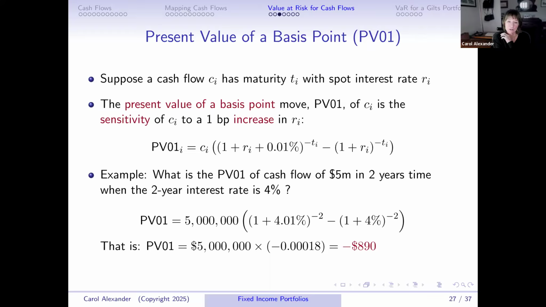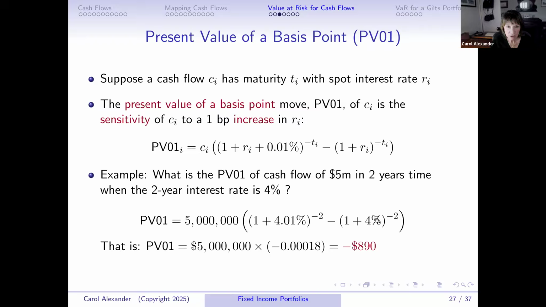For example, what's the present value of a basis point for a cash flow of $5 million in 2 years' time when the 2-year interest rate is 4%? And so we take 5 million here and we calculate this. I've done a bit of rounding here and I get -890. So you've got a positive cash flow, 5 million, and a negative PV01. If this were a negative cash flow, we'd have a positive PV01.